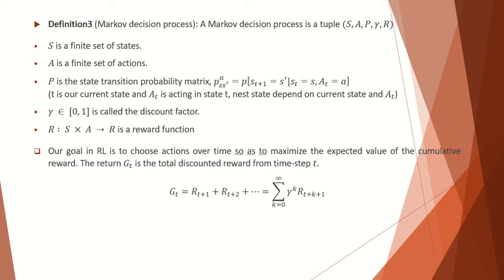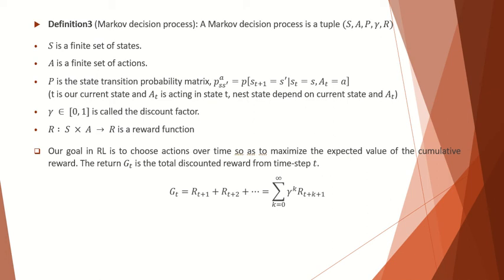Now we will have another definition, and it is the main definition in RL, the Markov decision process. A Markov decision process is a tuple of S, A, P, gamma, and R. S is, like in the last definition, a finite set of states, and A is a finite set of actions, and P is a state transition probability. And gamma is the discount rate, or discount factor, and R is our reward.